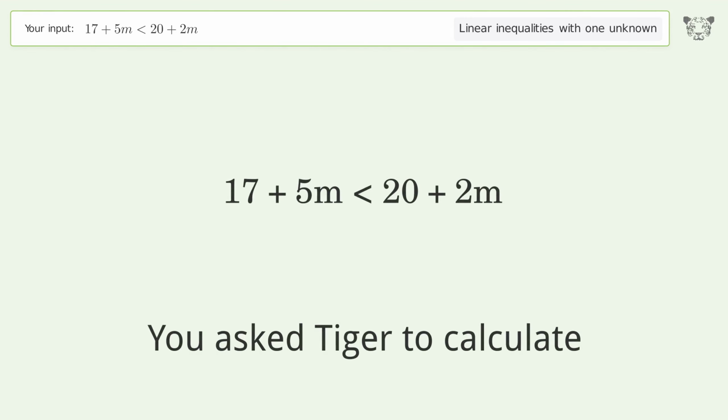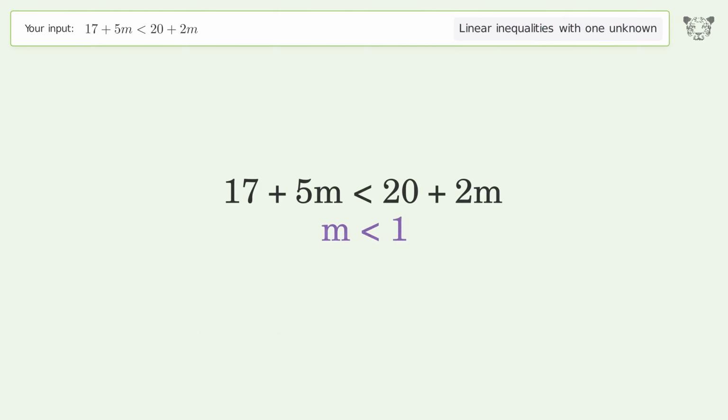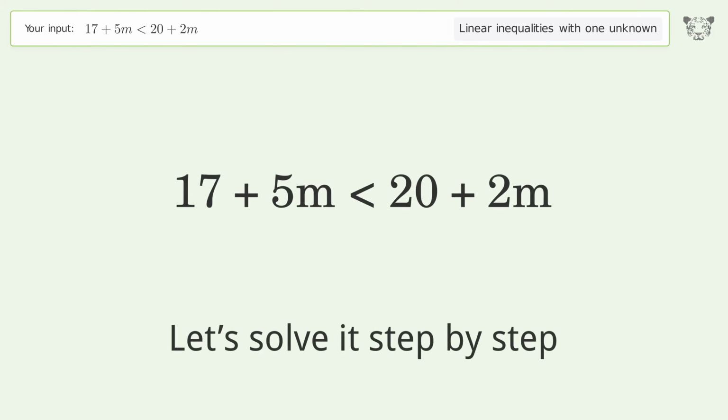You ask Tiger to calculate. This deals with linear inequalities with one unknown. The final result is m smaller than 1. Let's solve it step by step.